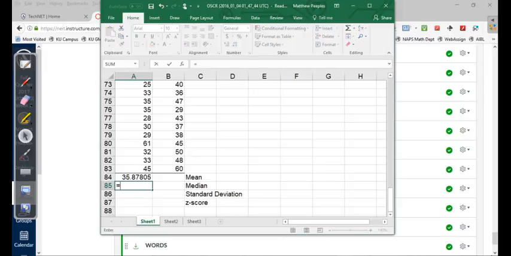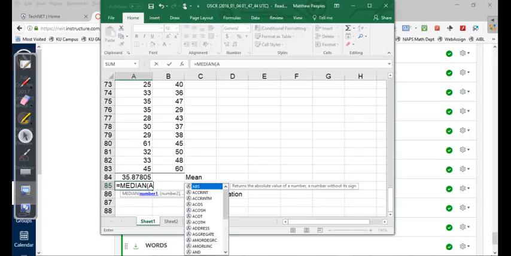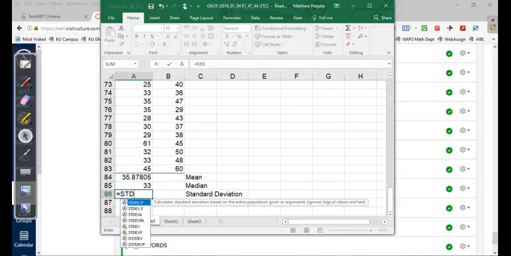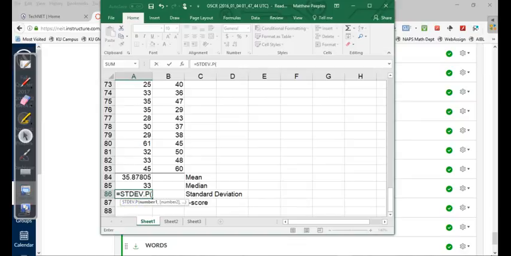Let's get our median sort of the same way. It's equals median. Double click on that. And we're going to enter our cell range of A2 to A83 in this case. And then our standard deviation, since this is a population standard deviation, we're going to enter equals STDEV.P. All right, be very careful on which one you're using when you're using it. Again, we go A2 all the way down to A83 in this case. And there is our standard deviation. So we're going to enter that in for the actresses.